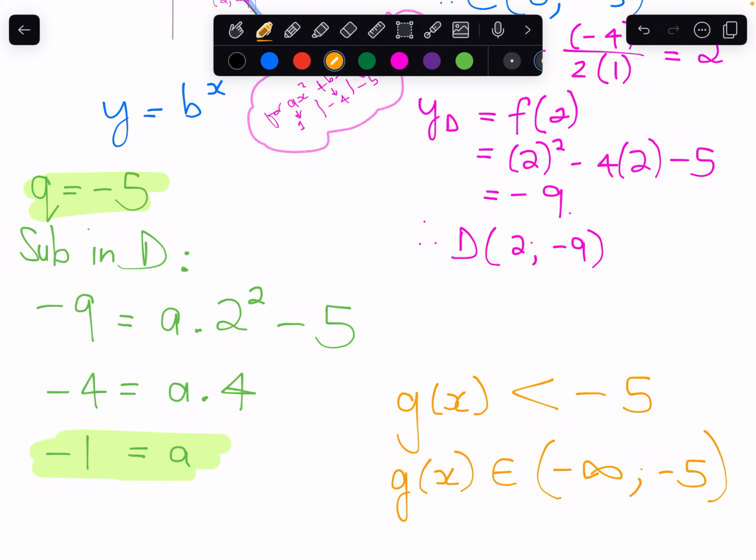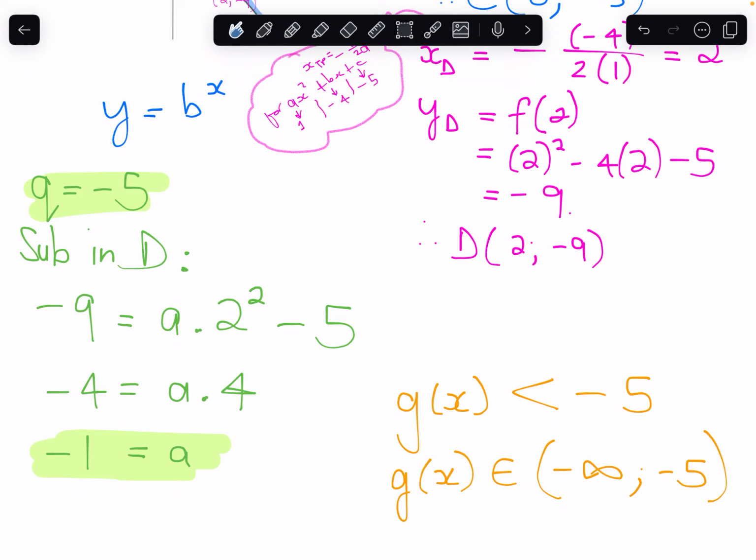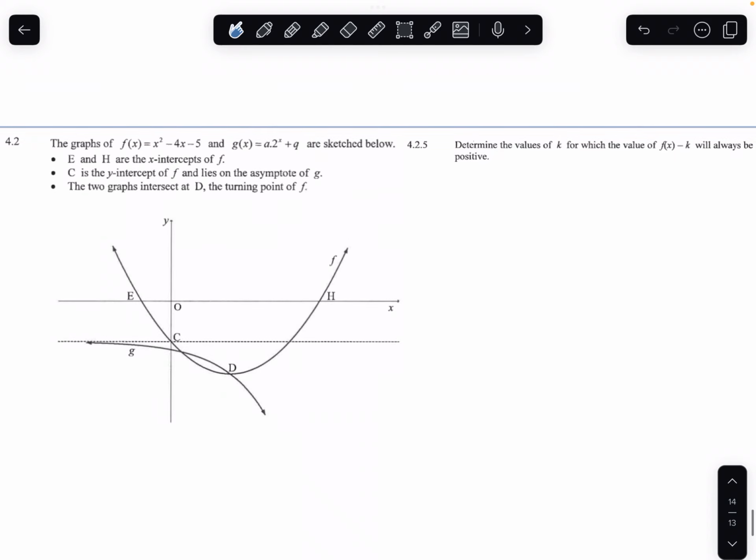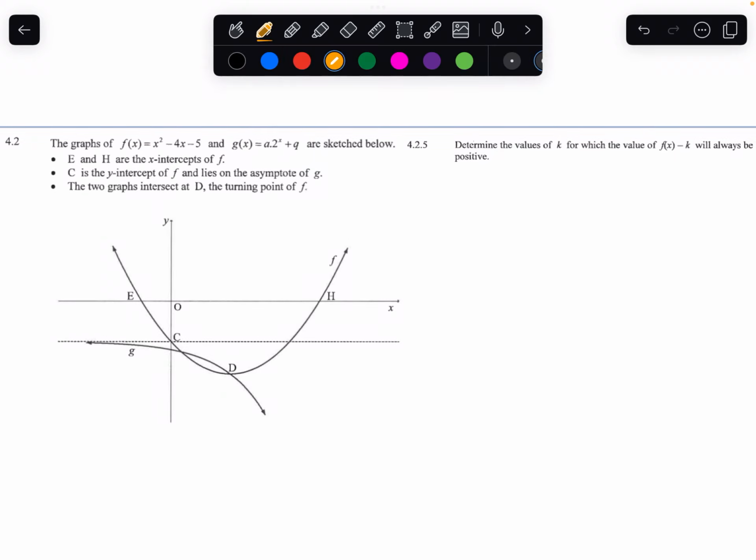Okay, happy. Right, the grand finale of the question. So let's just write down what we know so far. So this is 2 and negative 9. This is y is equal to negative 5. Okay, so the next question asks, determine the values of k for which the value of f of x minus k will always be positive.